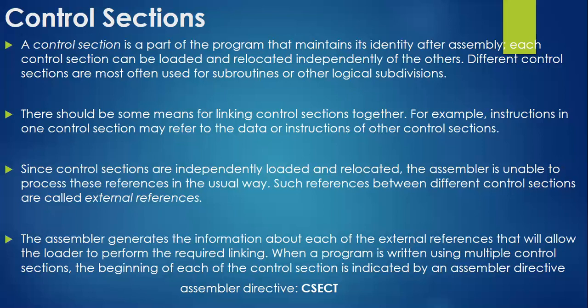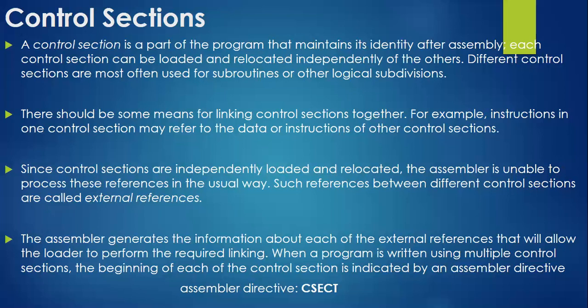We will see how we can deal with these references. Here we are utilizing some directives and some logic to deal with such references. The assembler generates the information about each of the external references that will allow the loader to perform the required loading. If control sections are stored in different locations, the assembler will identify the operand or name that has an external reference, or that is influenced by another subprogram. It will be indicated by the assembler for the loaders or linkers.